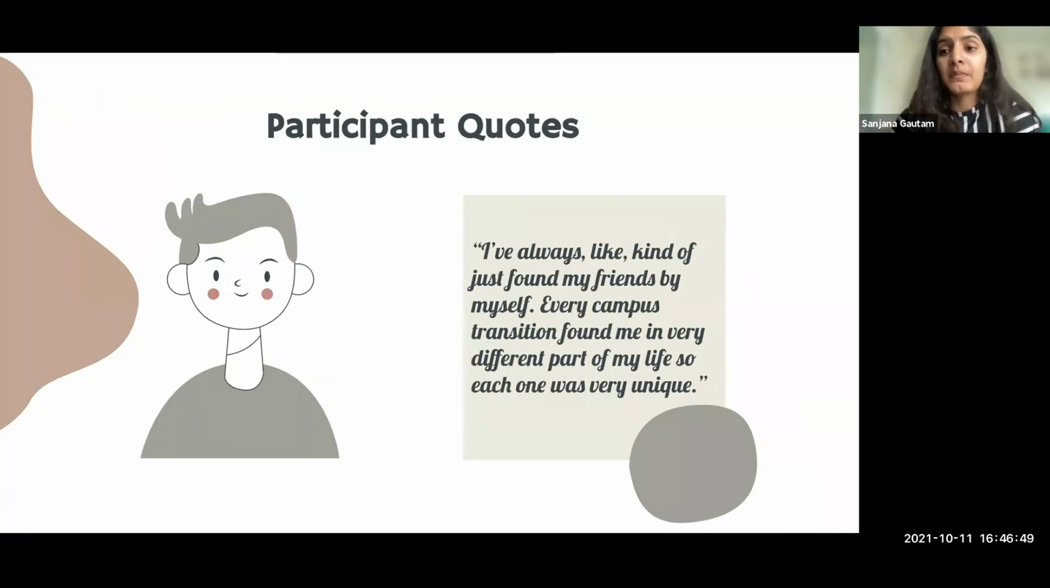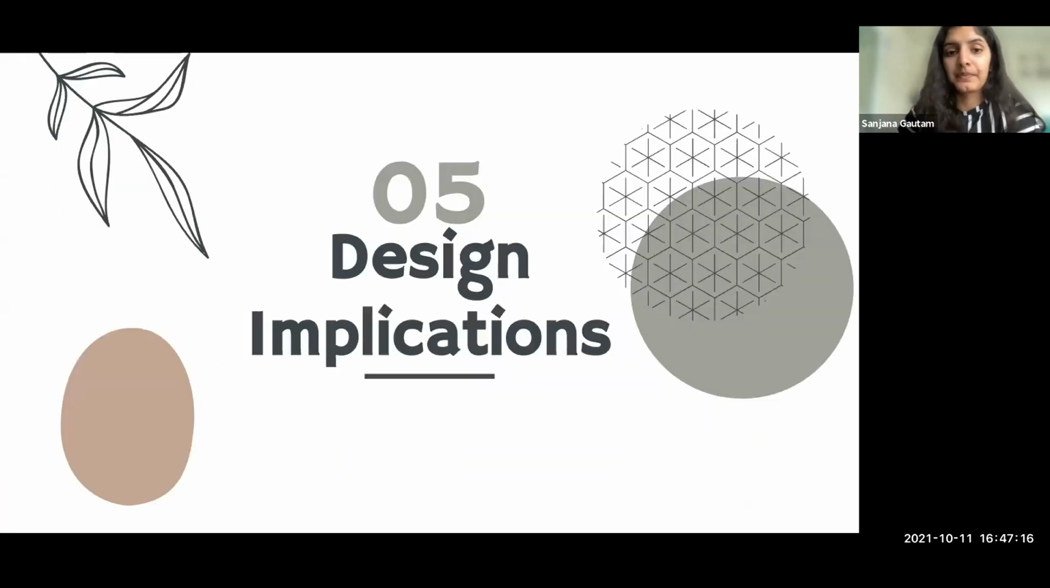But at the same time, there were students who faced issues with the transition. "I've always kind of just found my friends by myself. Every campus transition found me in a very different part of my life, so each one was very unique." This goes on to say that they did not feel completely supported by the university structure in their transition and kind of had to establish their social network by themselves from scratch when they moved from a regional campus to the main campus. What are the design implications of the results that we just discussed?